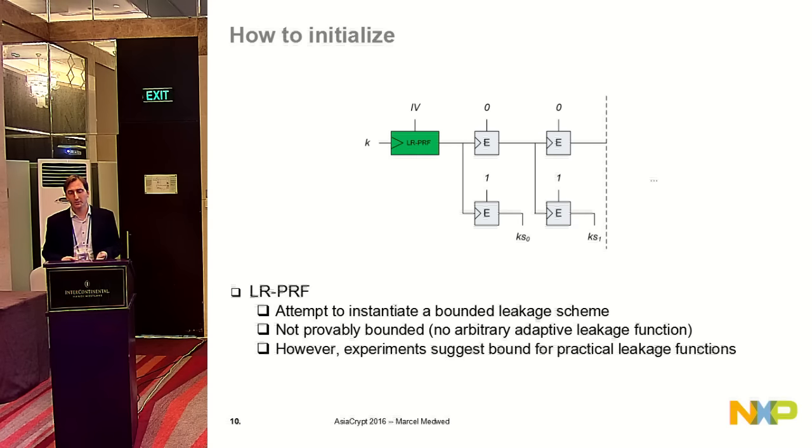And so that's one of the motivations for actually instantiating a leakage resilient PRF, which would allow you to initialize here with bounded leakage. And in this work, we attempt such a construction. We have no proof for this because, if you have, for instance, an adaptive leakage function, you cannot really show something for hardware. But if we fix some assumptions like Hamming weight leakage and so on, we can at least conduct experiments which suggest that we have very positive results on the bounded leakage side.